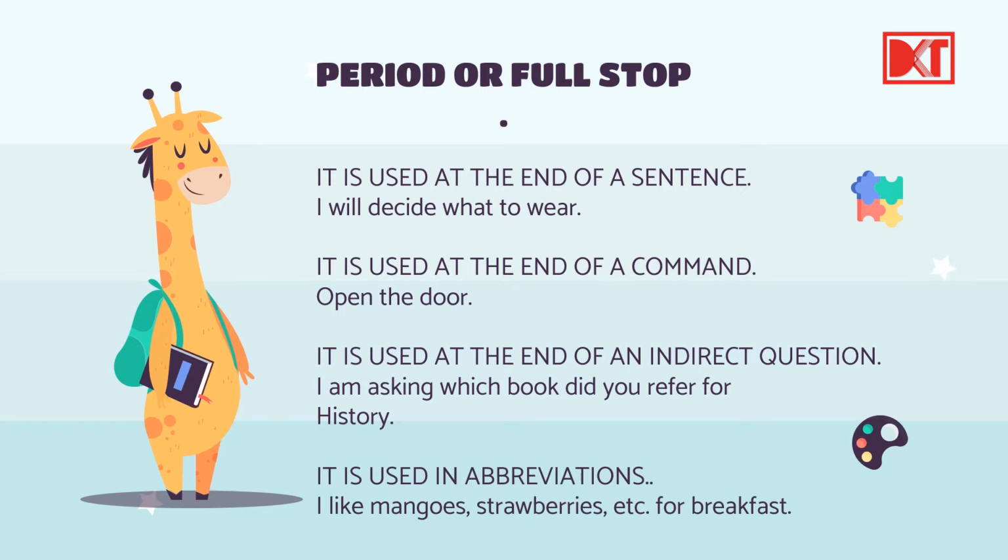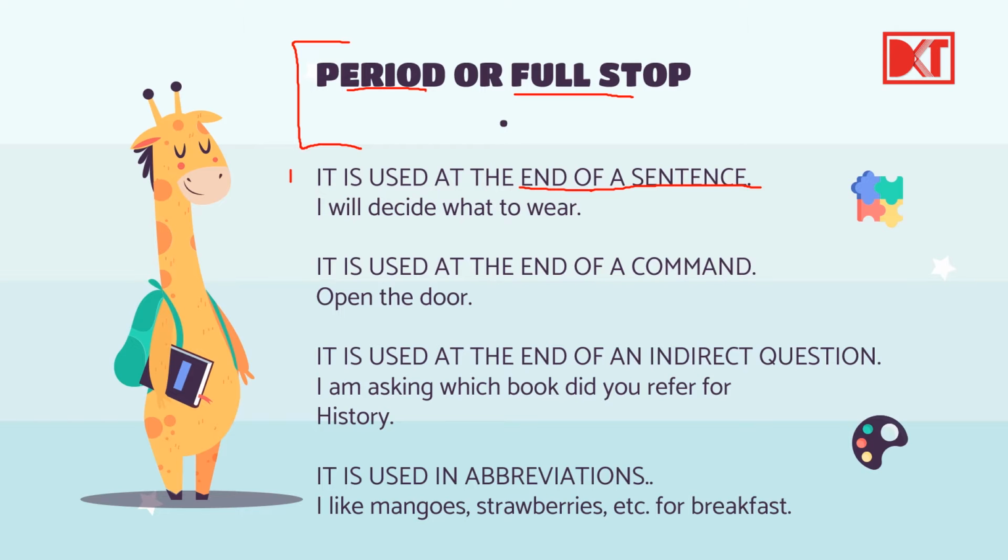Alright, so now we begin with various punctuation marks. The first one is period or full stop. Here is the full stop. We know what a full stop is. Let's see its various uses. First of all, it is used at the end of a sentence. This is pretty easy.